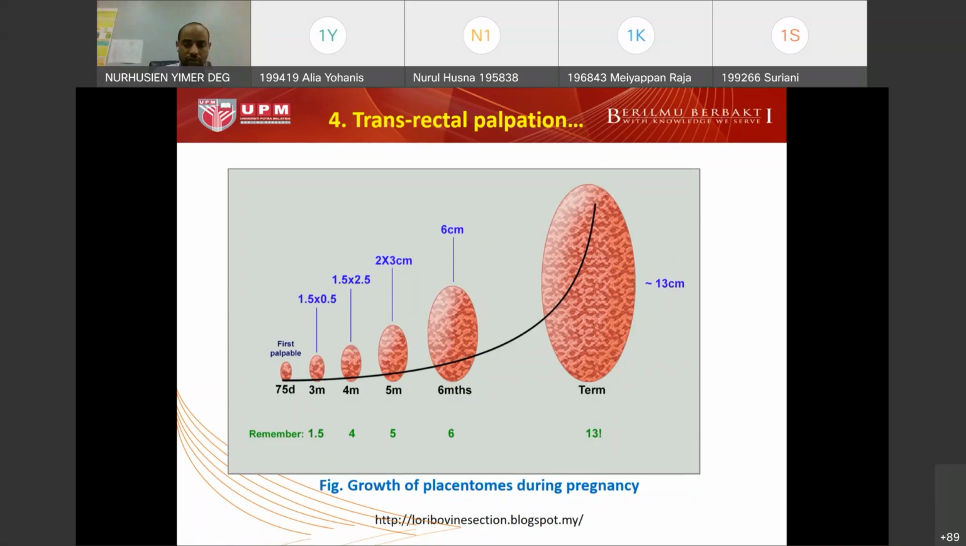And as I say, there is variation in terms of the stage of pregnancy, and variation between breeds of cattle will also be there.